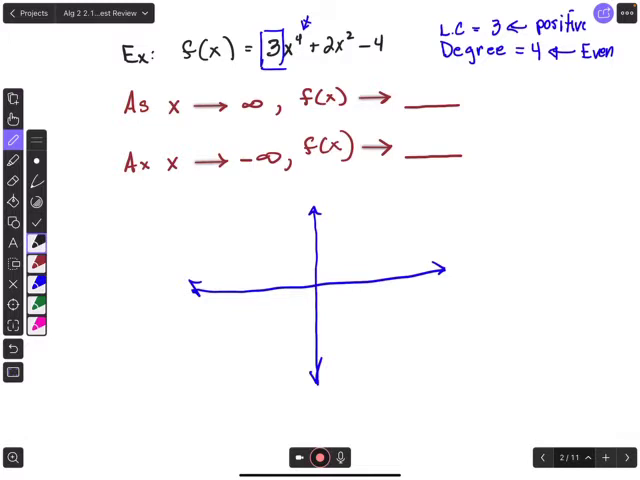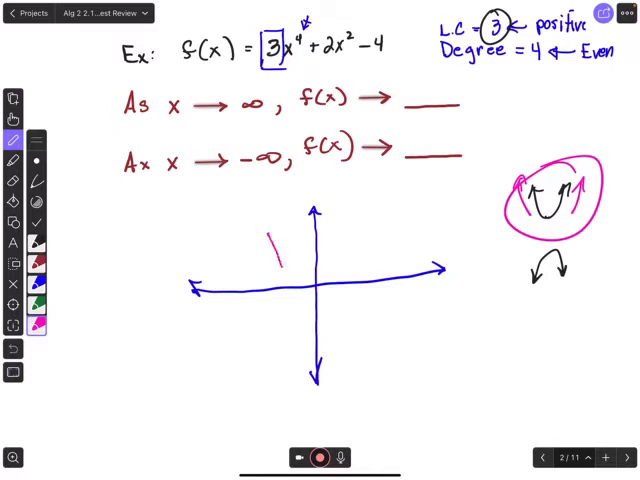Degree is even, that means it either does this, it makes a smiley face, or it does this, it makes a sad face. Because the lead coefficient is positive, the right-hand side goes up first. So it is going to definitely be this one. Right-hand side goes up first, and because degree is even, left-hand side does exactly the same thing. Had that been an odd degree, left-hand side would go down. Okay, so that's what our sketch kind of looks like. Doesn't matter how you draw it in there.